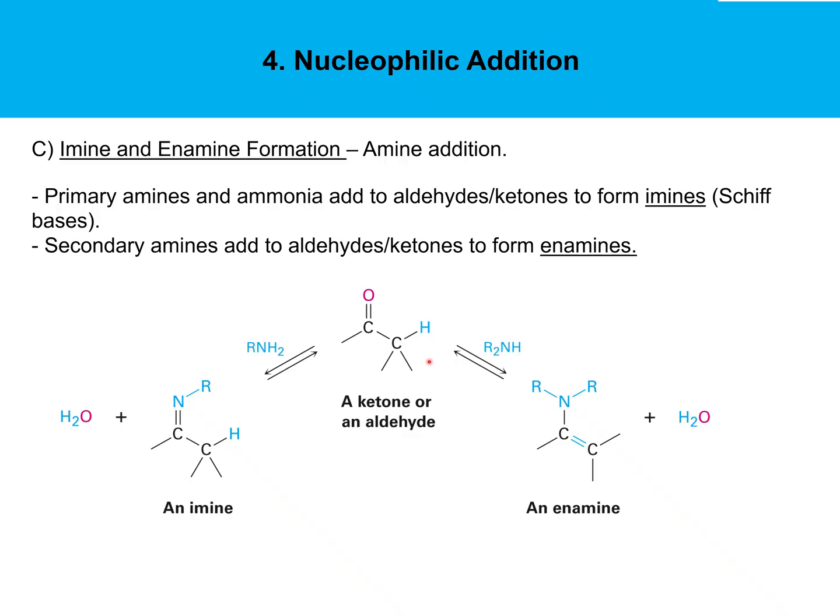Another possibility is if we use a secondary amine. Secondary amines will produce instead an enamine. An enamine will have a carbon to carbon double bond and a nitrogen to carbon single bond on the same carbon. If you look closely, enamines are very similar to enols.